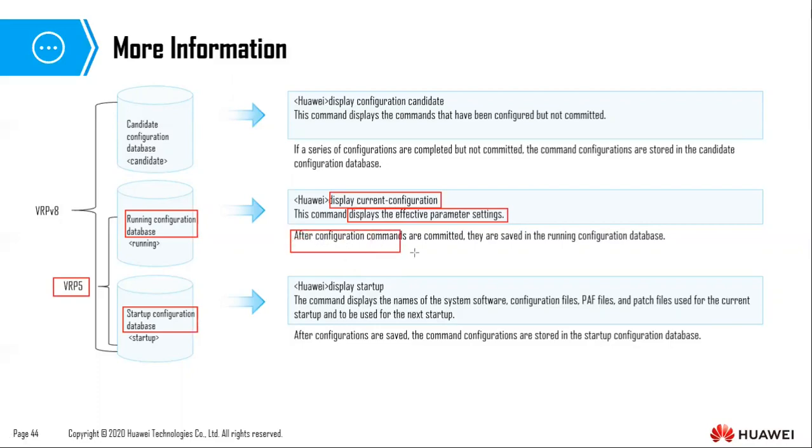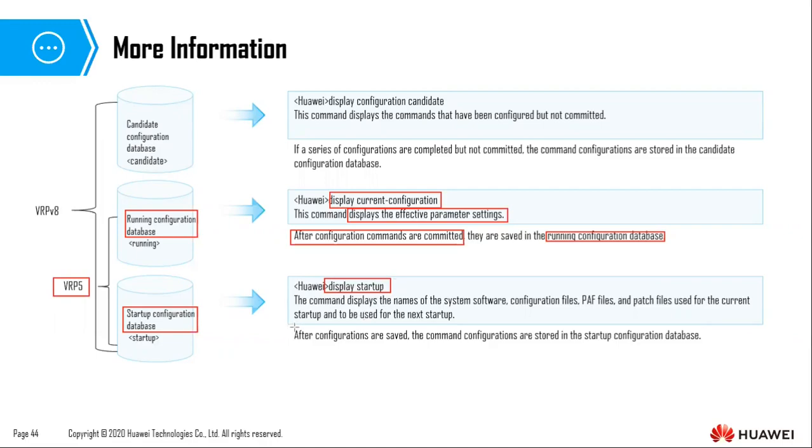After configuration, commands are committed and saved in the running configuration database. So when you type, for example, interface, ip address 192.168.1.1 24, and press enter, that is what we call committing. They will be saved in the running configuration database. Otherwise, we also have the startup configuration database. You can look at it by using the command display startup. We just looked at it.